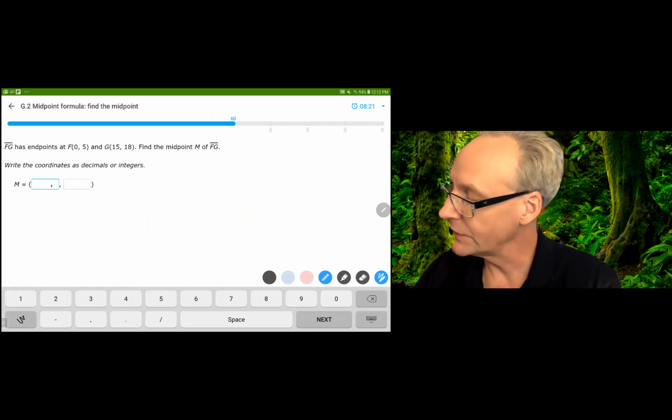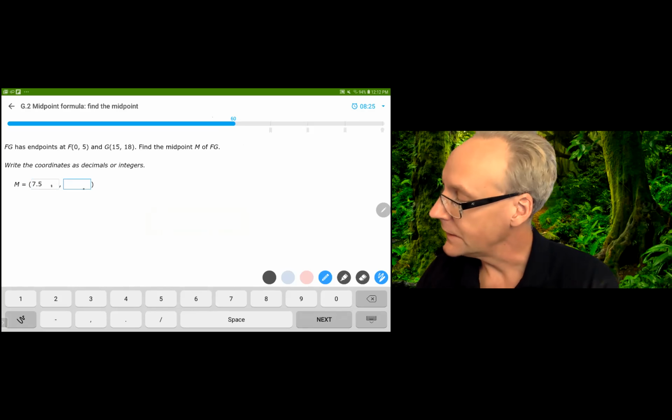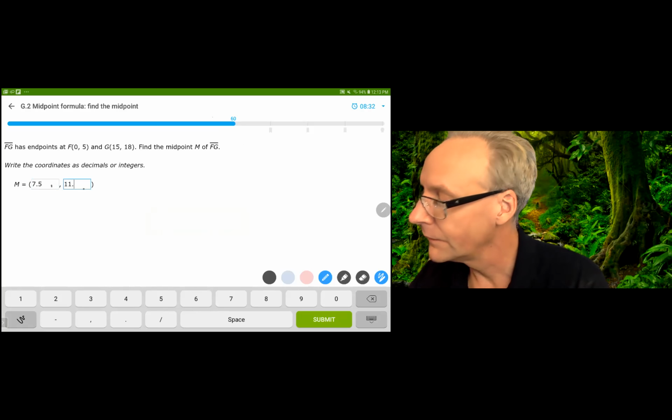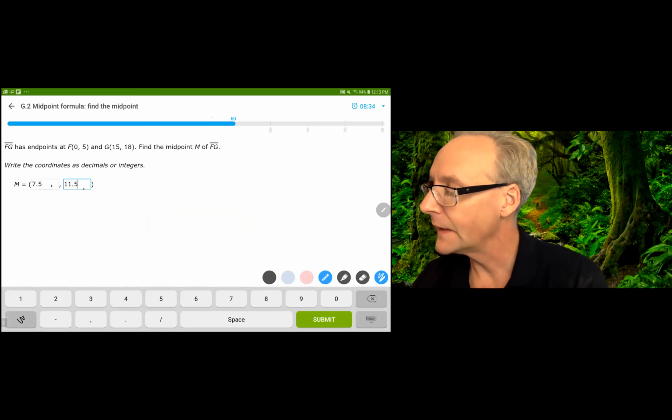This one's going to be 7.5 is in the middle. And 18 and 5 is 23, and the middle is 11.5. Oh, I put a comma. There we go. That's going to be 23. Yep, that's 23. All right.